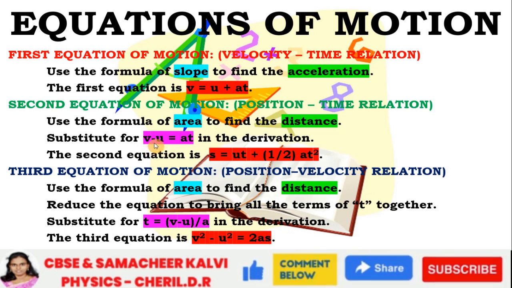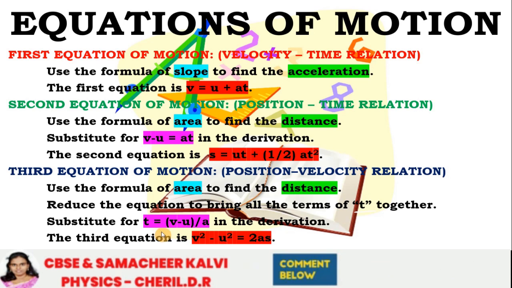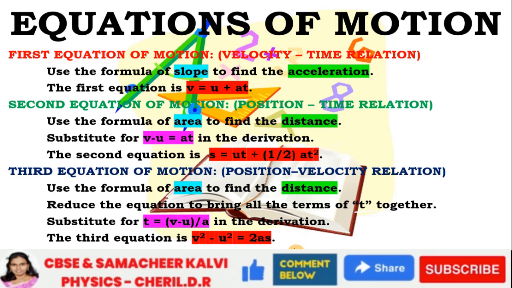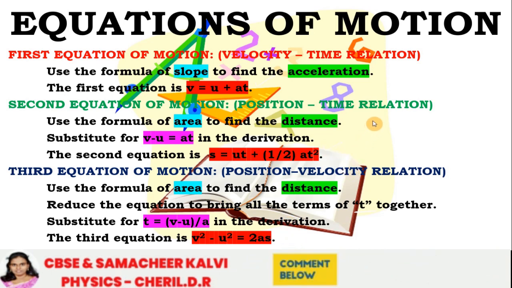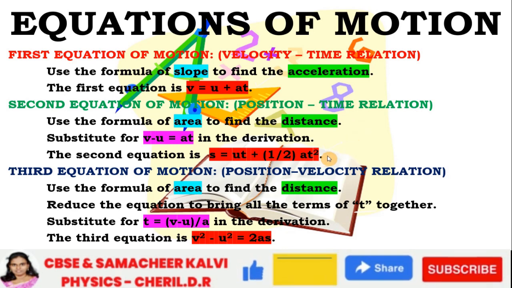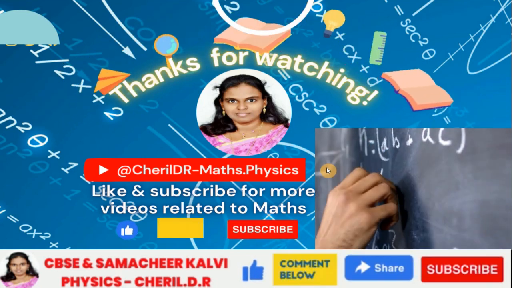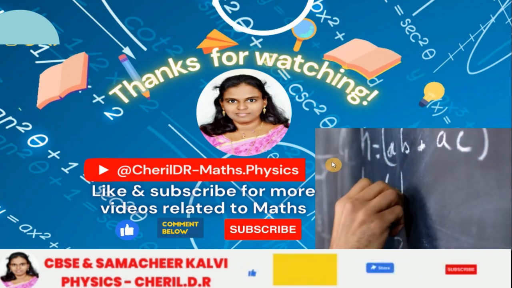For the second one, the substitution you are doing is v minus u is equal to at. For the third one, you are going one step ahead by bringing all the t terms together, and then substituting for t is equal to v minus u by a, and thus you get the first, second and third equations of motion. Hope you are clear with the comparison of the three equations of motion. Please go through the individual videos, the other parts, once again if you have doubt.